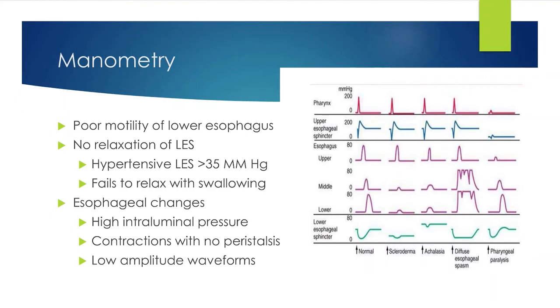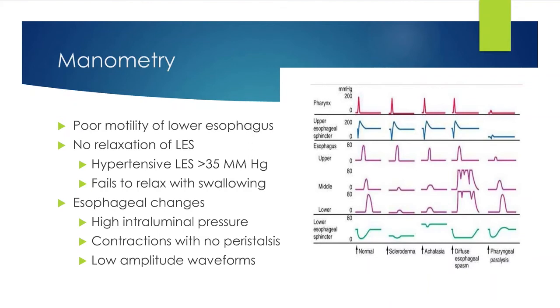The changes that will be typically seen in the esophagus is the high intraluminal pressure and also the presence of ineffectual contractions that will lead to no peristalsis. The third one is the manometry will see also low amplitude waveform contractions that again are sporadic and discoordinated.